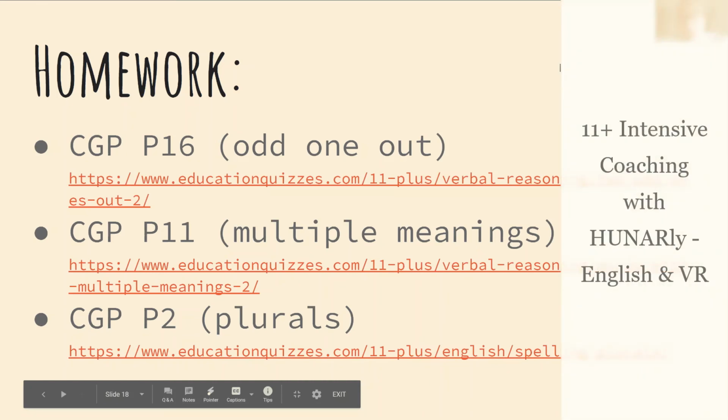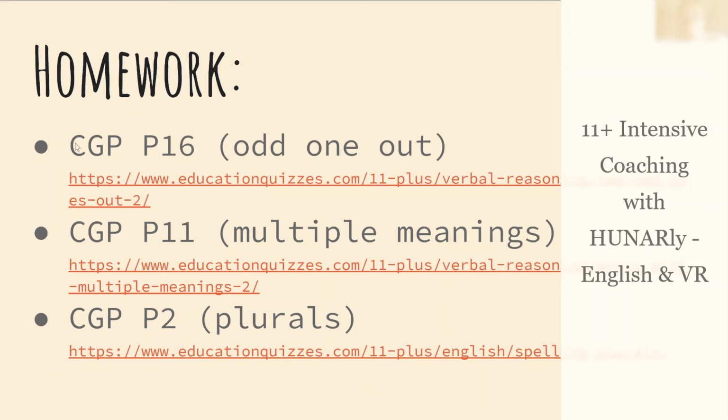So here are your practices, guys. The first one is page 16 of the CGP verbal reasoning book. The second is page 11 of the CGP verbal reasoning book. And the third is page 2 of the CGP verbal reasoning book.